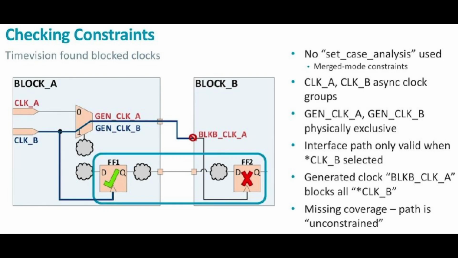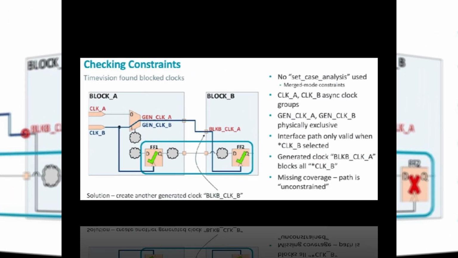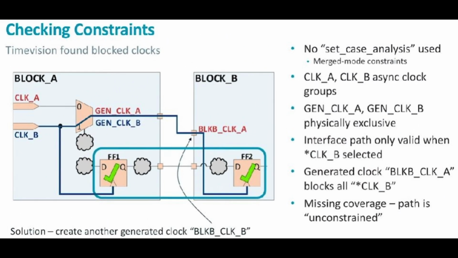And logical exclusive is when the two clocks are derived from the same clock source, but at a time only one will be used. So these are the basic definitions of physical and logical exclusive, and you can correlate with this figure also mentioned in the diagram.